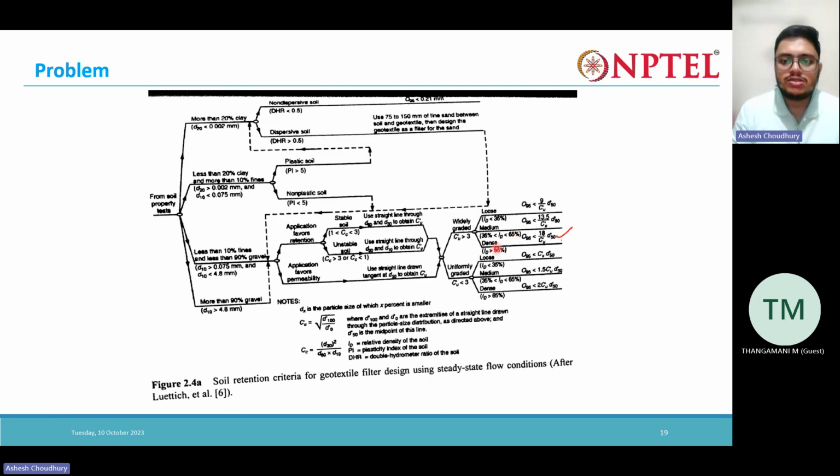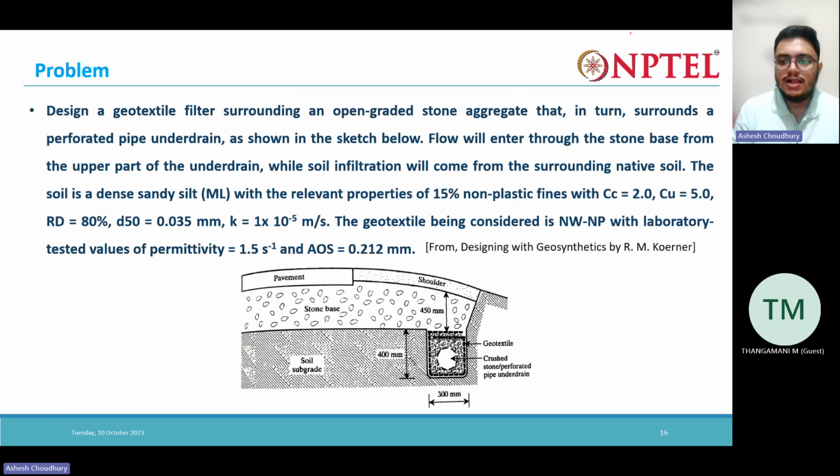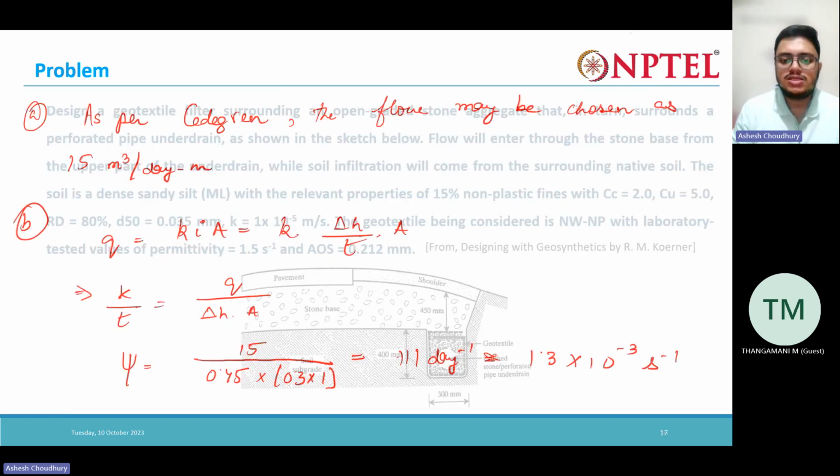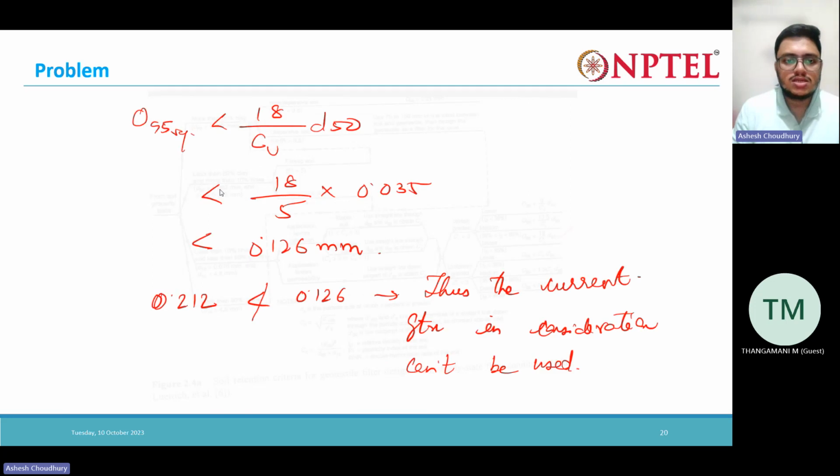For our soil, what is the CU of the soil? CU of the soil is 5, which is greater than 3, and the relative density is 80%. If you see in the chart, for CU greater than 3 and relative density greater than 65, we can take this criteria here. So we choose this criteria.